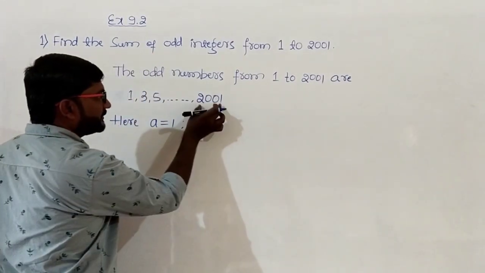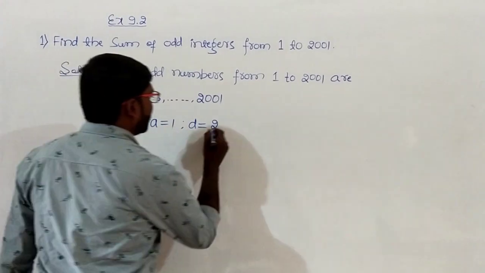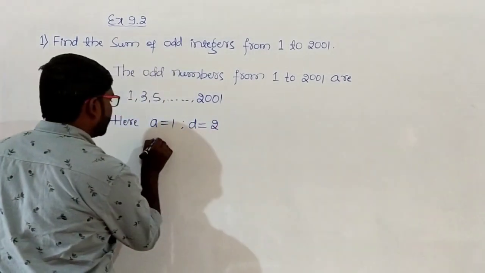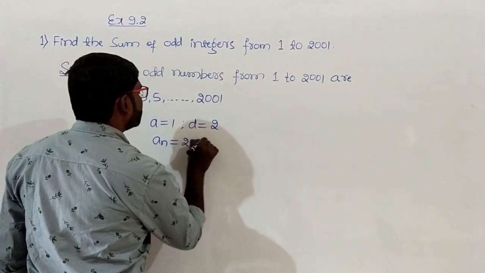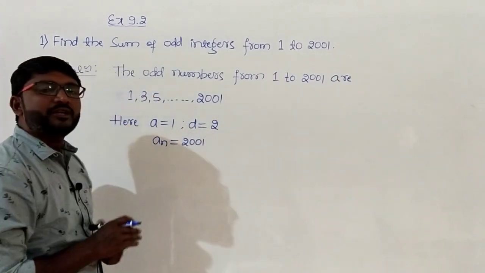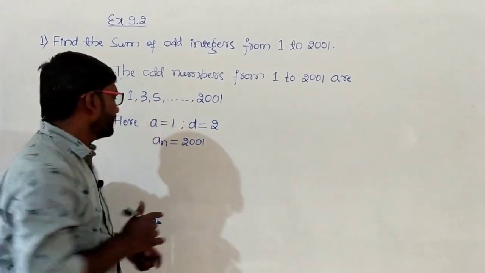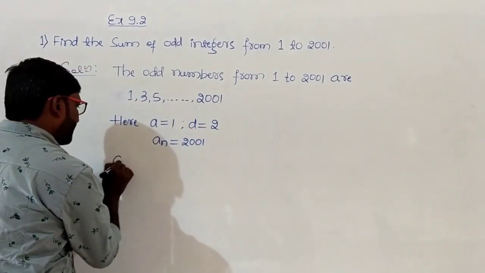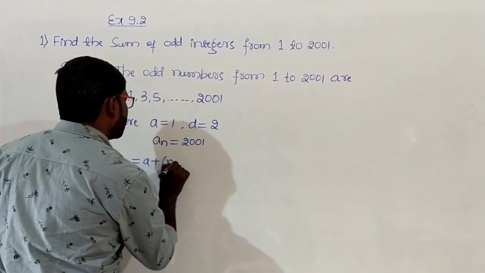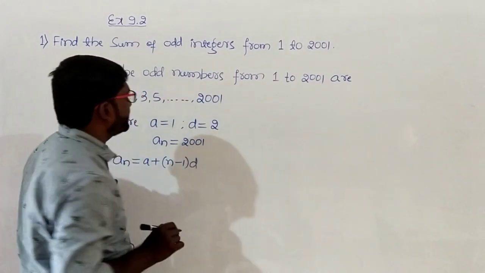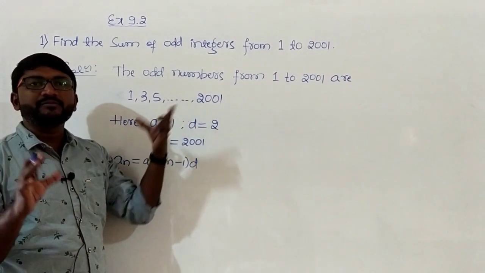And then what is this 2001? It is the nth term or the general term. That is why I will take it as an equal to 2001. Now you know the formula of the nth term, that is a plus (n minus 1) into d. So here an is equal to a plus (n minus 1) into d. Actually we should find the sum of this sequence, but to find the sum we need to find the number of terms.